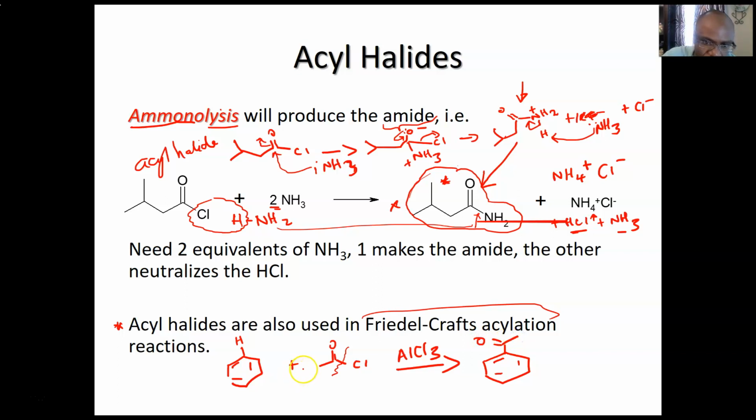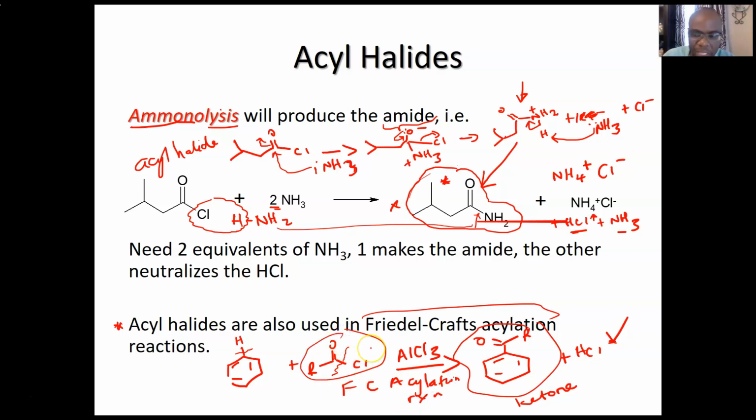Okay, so whatever this R group is going to be put there, and then you're going to lose the Cl. Actually, you're losing HCl because this hydrogen will be taken out. The Cl fell off, you make HCl. So again, you get a ketone in that case on the aromatic ring, and that's the Friedel-Crafts acylation reaction, and you used the acyl chloride for that purpose.